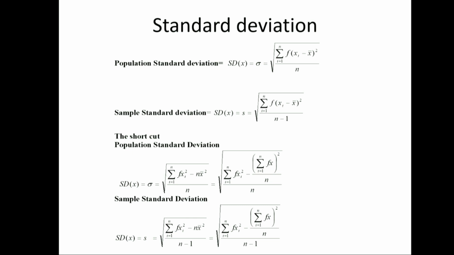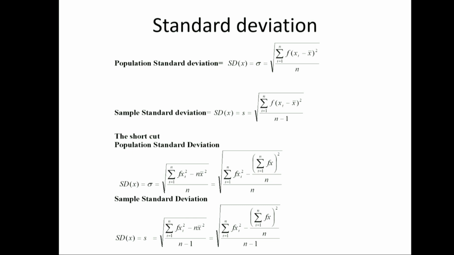So now this same one, we can have it in a short form as we did under variance. For the population standard deviation, we have the square root of the sum of f si square minus the square of the sum of fs divided by n, everything divided by n.